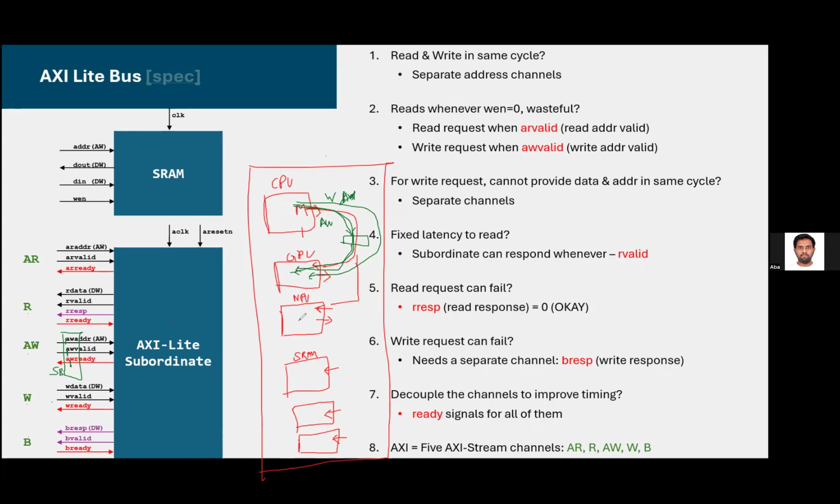Okay. So there's another question. If we send consecutive read requests, but the first read request fails and the second read request returns the data, how do we decide the returned data is for the second request? Okay, that's a very good question.